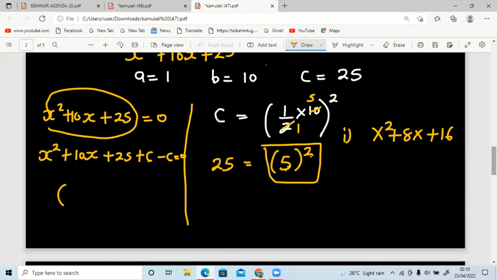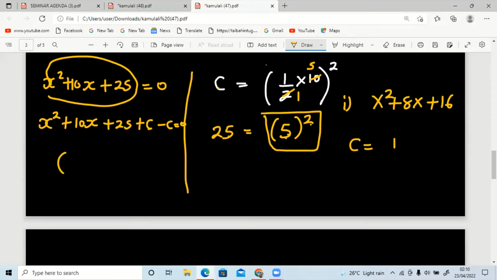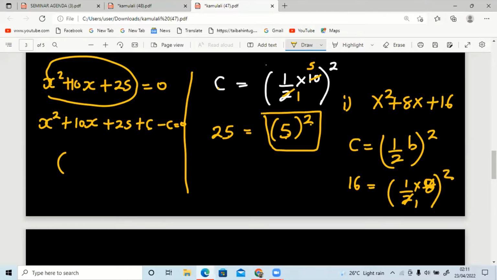Still a perfect square, we have said c is always equal to a half b, all of it squared. So our c is 16. And when you look here, you have a half times b, which is 8, all of it squared. Half of 8 is 4, and you end up with 16. But now, how do we express them in that format?